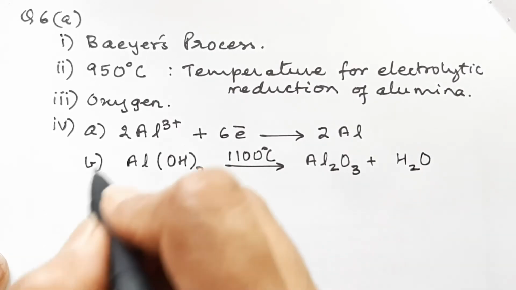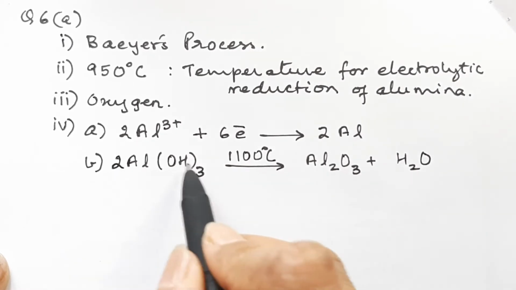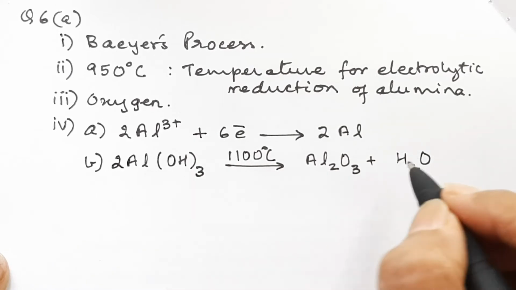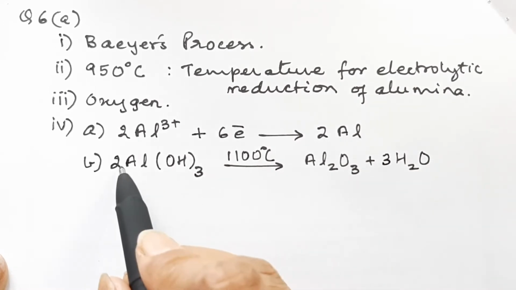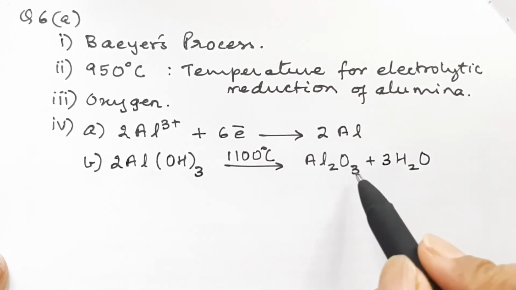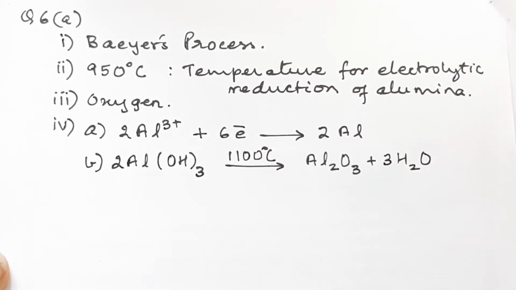There is Al2, so we will write 2 here to balance that Al. Now you will see how many H's are there. There are 6, so you will have 3 H2O to balance 6 H. And how many oxygens are there? 6 here, 3 and 3, 6, and the reaction is balanced.